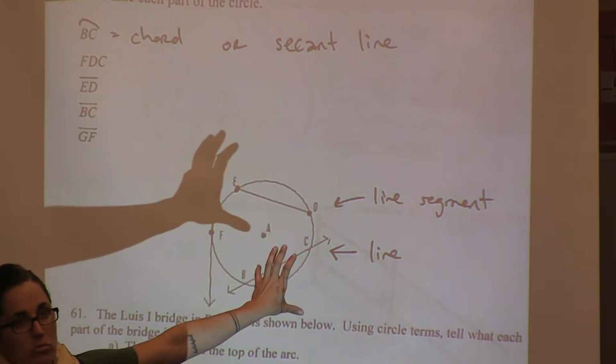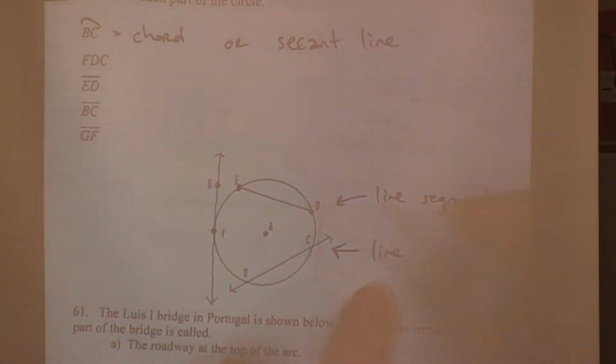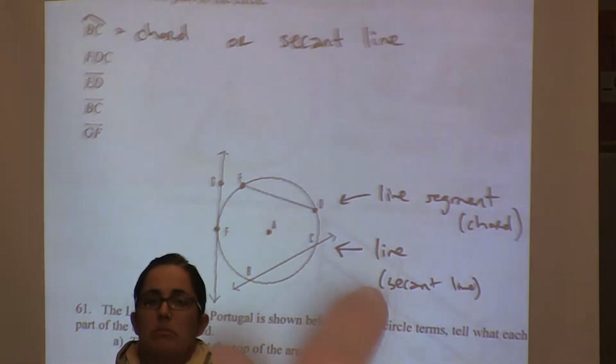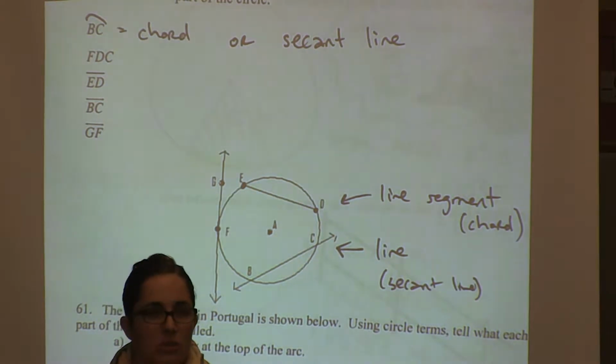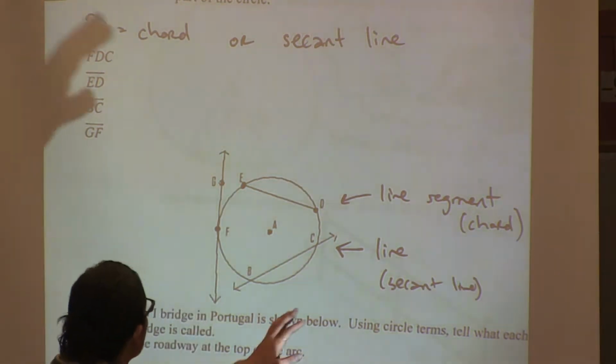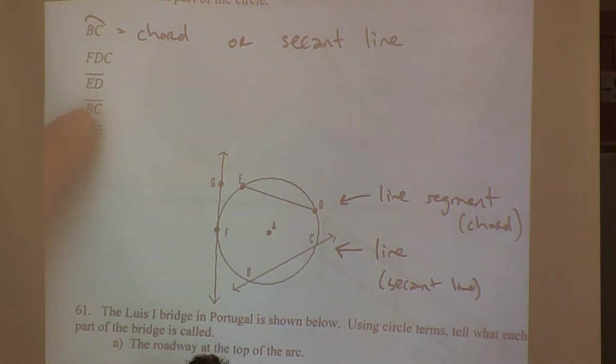So, line segment. There's not really a difference other than that this one would technically be called a secant line, and this one would technically be called a chord. Do you see why I didn't really tell you about it? Okay. So I don't care. You can call it a chord. That's great. Okay, that's the important thing to know.